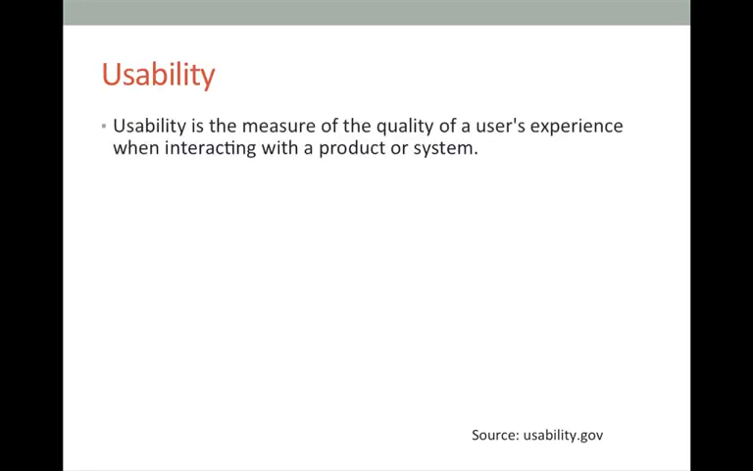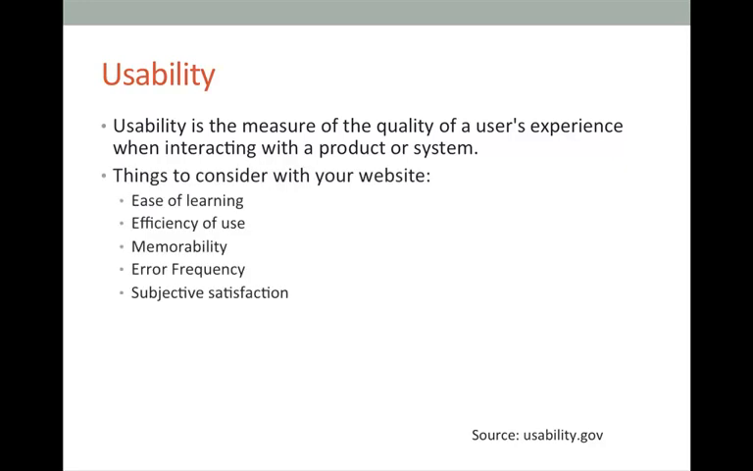So when it comes to usability, it is the measure of the quality of a user's experience when interacting with a product or system. Like I just said, if somebody can use your site, then you have high usability. If they can figure out where to go, if they can understand your navigation, if they know, okay, if I click here, I'm going to go here, these are all things to consider when it comes to usability. And there are 5 things to consider with your website regarding usability. Ease of learning.